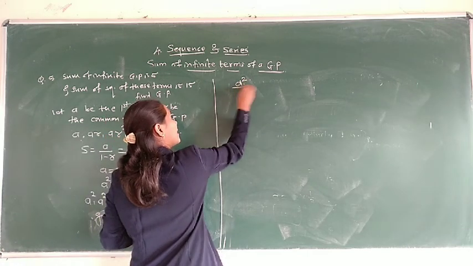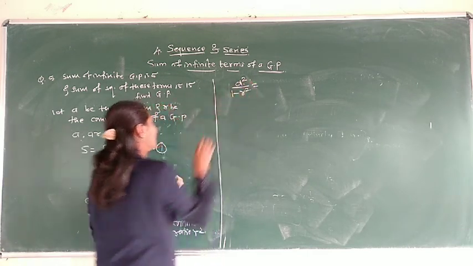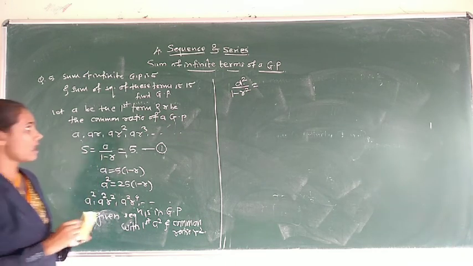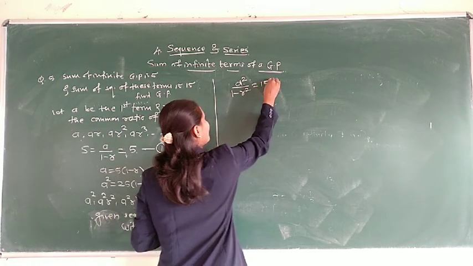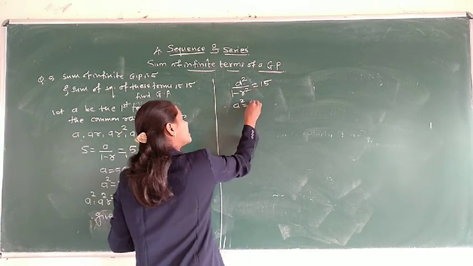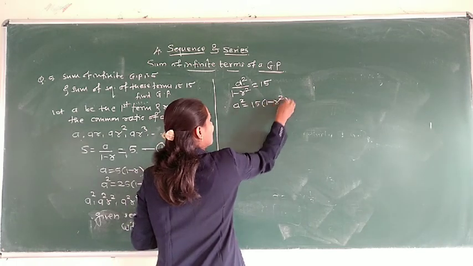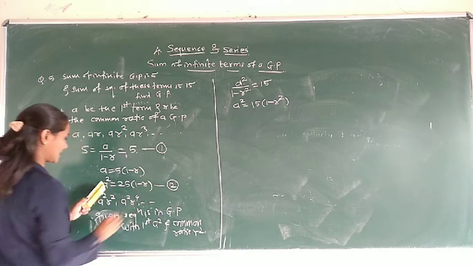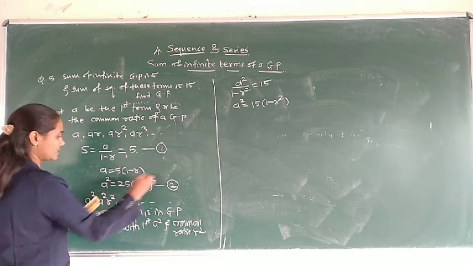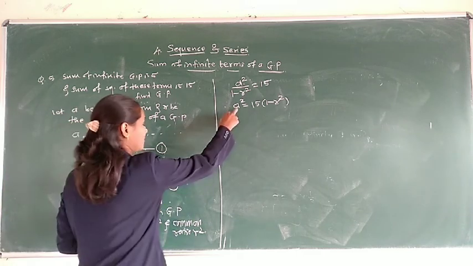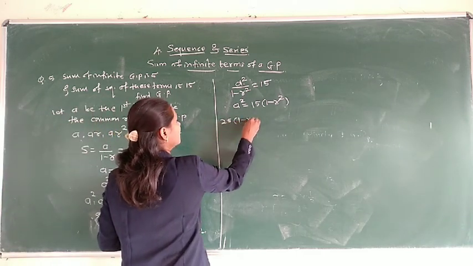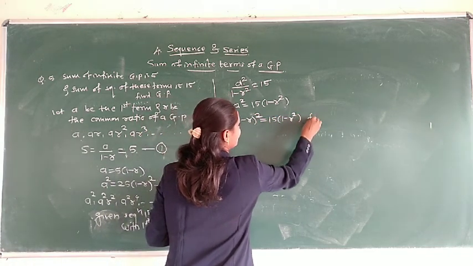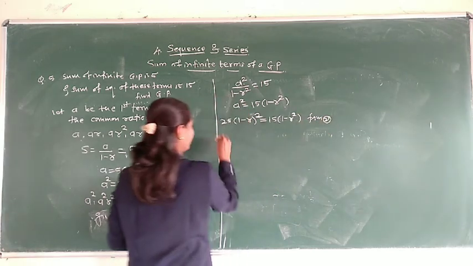Therefore, A square upon 1 minus R square. Here, first term for this sequence is A square and common ratio for this sequence is R square. The sum is given, which is 15. Therefore, A square is equal to 15 into 1 minus R square. But here we find the value of, say, equation number 2. A square is 25 into 1 minus R. So using this value, instead of A square, 25 into 1 minus R is equal to 15 into 1 minus R square from second equation.